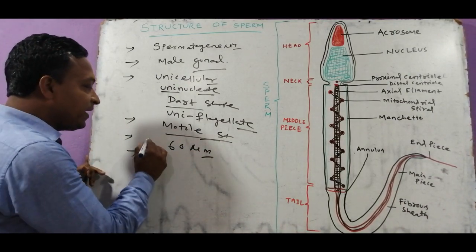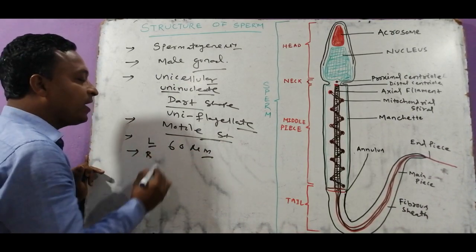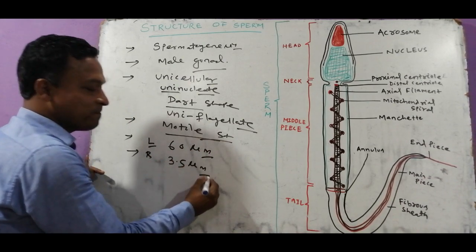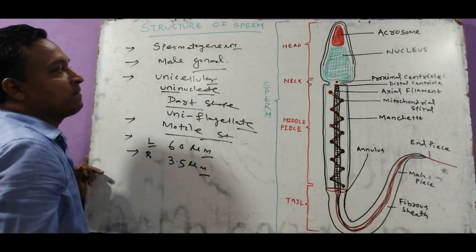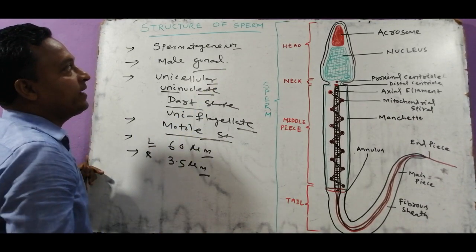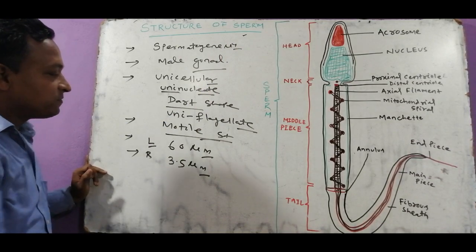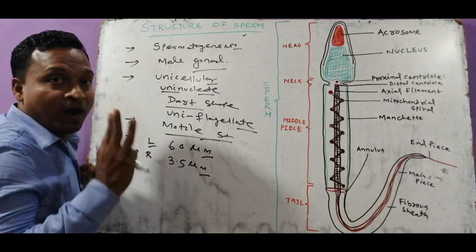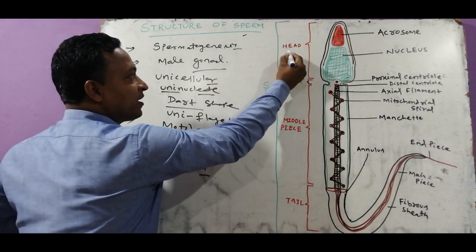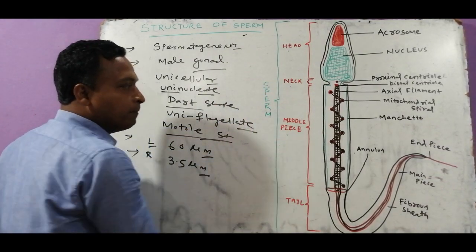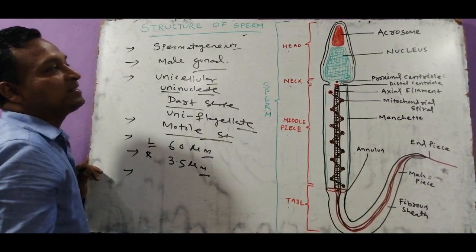And the breadth is basically 3.5 micrometers. This is the basic fundamental idea about the structure of the sperm. The sperm is basically divisible into 4 parts. The first one we call the head, the second the neck, the third the middle piece, and the fourth is called the tail.